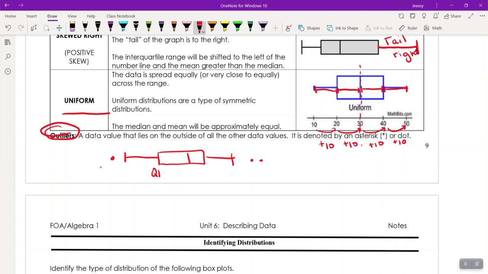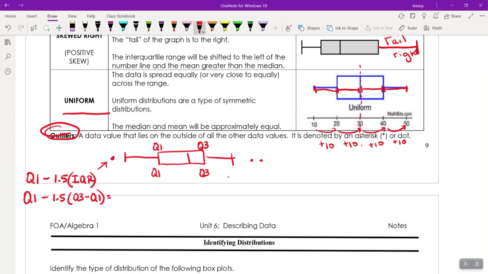Well, for the lower ones, the ones that are too small, to calculate an outlier, you have to do Q1, because that's the closest one, Q1 minus 1.5 of the IQR. If you don't remember what the IQR is, the IQR is Q3 minus Q1. So if I were to rewrite this, it is Q1 minus 1.5 times (Q3 minus Q1). That will tell you if it's an outlier or not, okay?